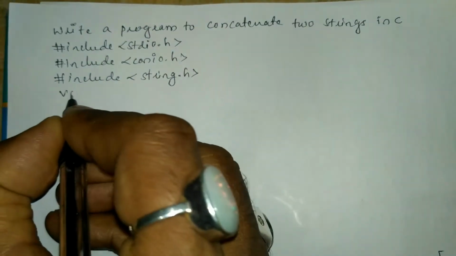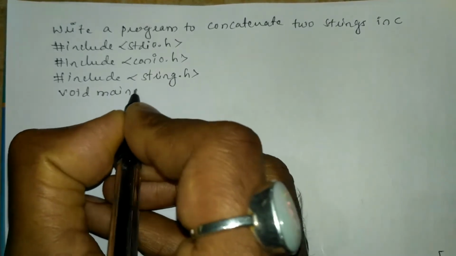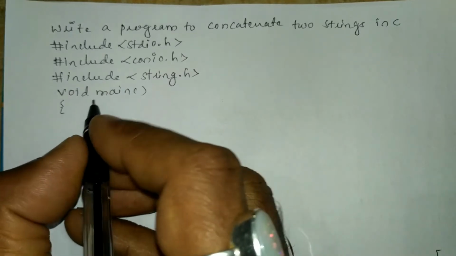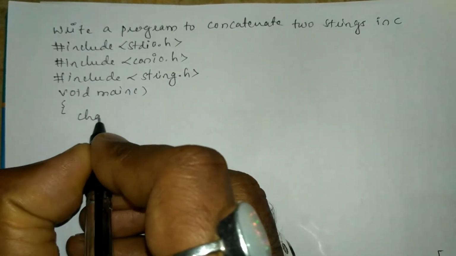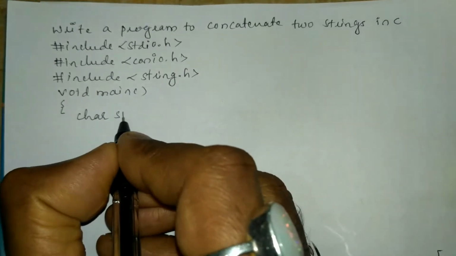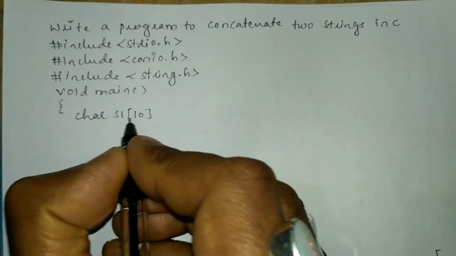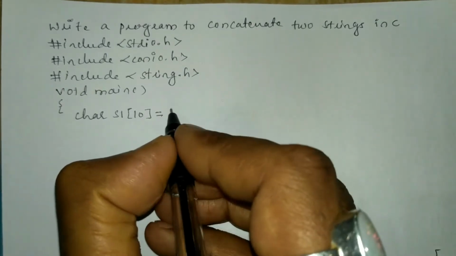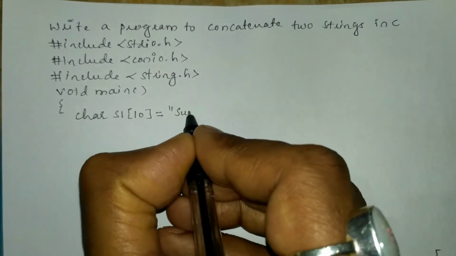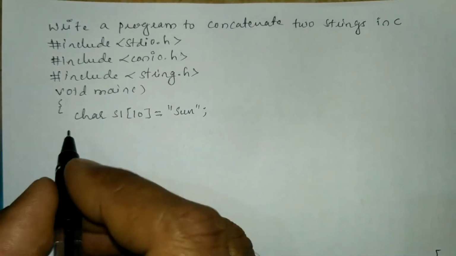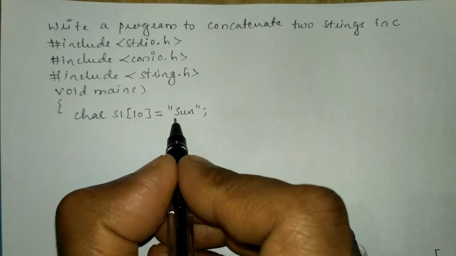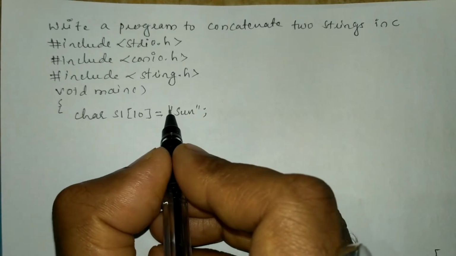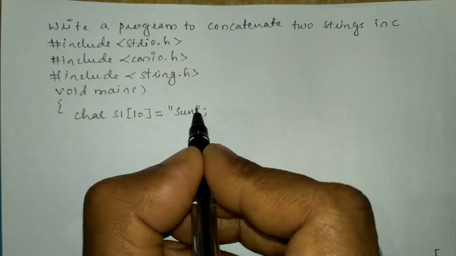So let us write the void main function, curly open brace, and here I'm going to declare and initialize two string variables. I'll write char type of data s1 of size 10, that is an array of characters, that is nothing but a string. Using the assignment operator, in double quotation marks I'm going to write sun, end the double quotation mark and put a semicolon. So sun is a string constant. What is a string? A sequence of characters enclosed within a pair of double quotation marks is called a string.